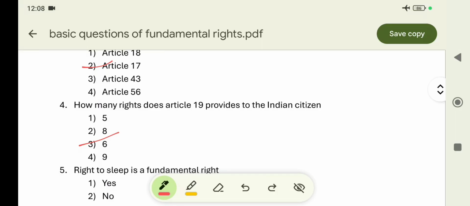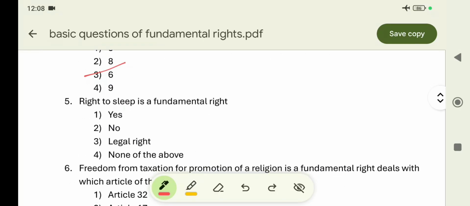These 6 rights provided under Article 19 are available to every citizen, but they have some reasonable restrictions, based on the integrity and unity of India, for public purposes and various other purposes.